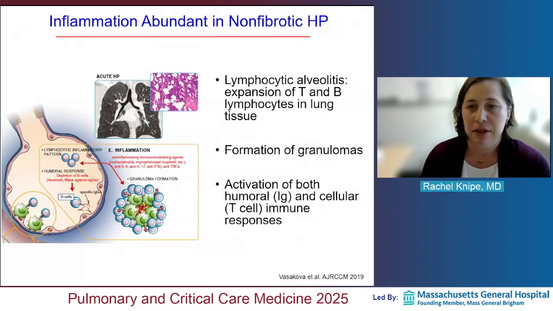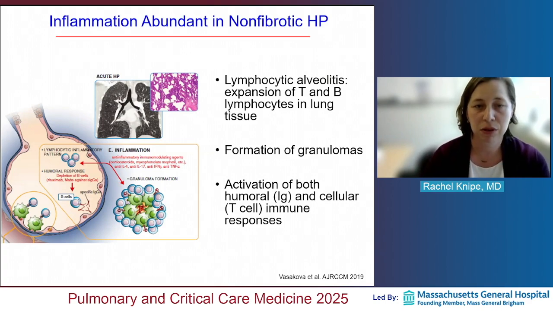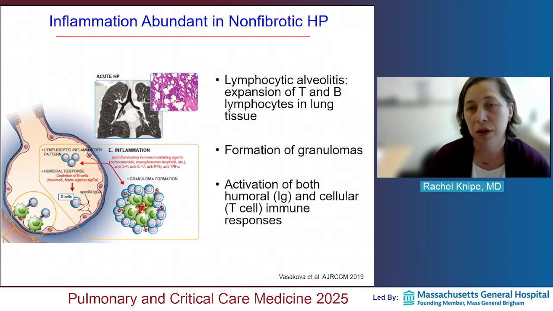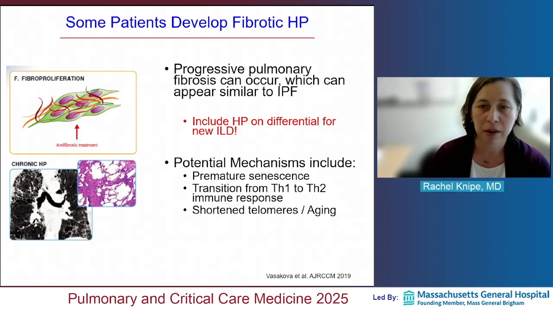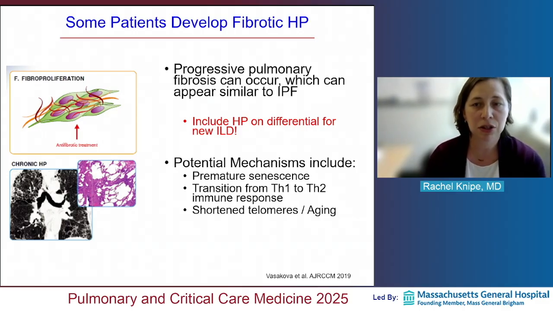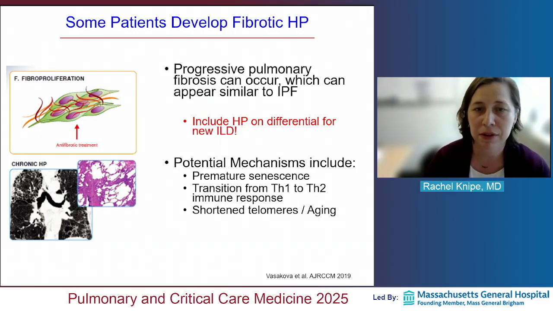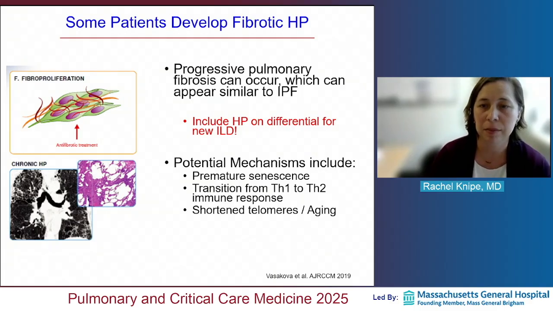Okay, so what happens in the lung after the immune system gets activated? The lungs of patients with non-fibrotic HP are very inflammatory, and this inflammation is mostly lymphocytic. There is the formation of loose granulomas that are found on pathology if a biopsy is performed. Some patients go on to progress to fibrosis. This can appear quite similar to other interstitial lung diseases, including IPF, both in clinical presentation and imaging.